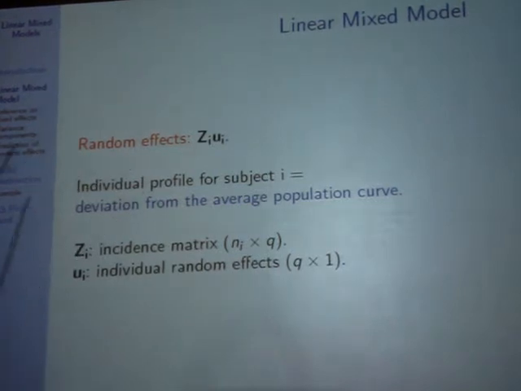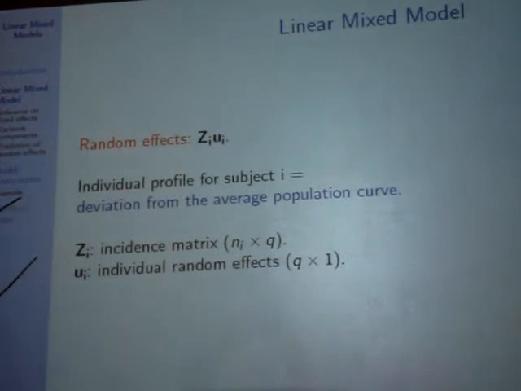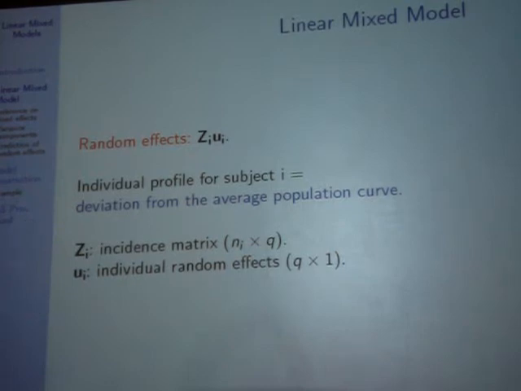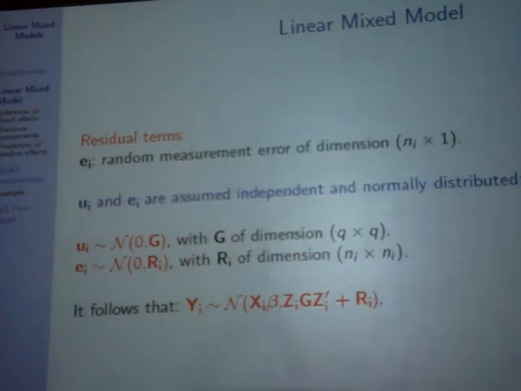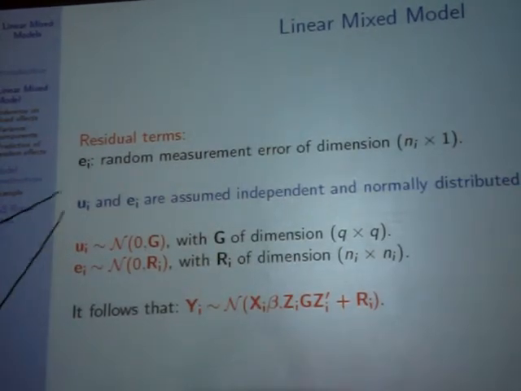zi ui represent the random effects for individual i. They represent the individual deviation for subject i from the average curve. zi is an incidence matrix of dimension ni times q, and ui are the individual random effects of dimension q times 1. And the residuals, ei, are random measurement error of dimension ni times 1.